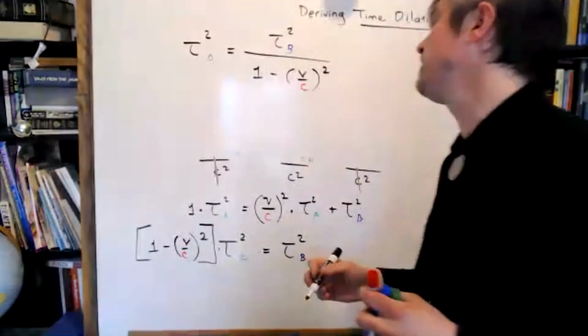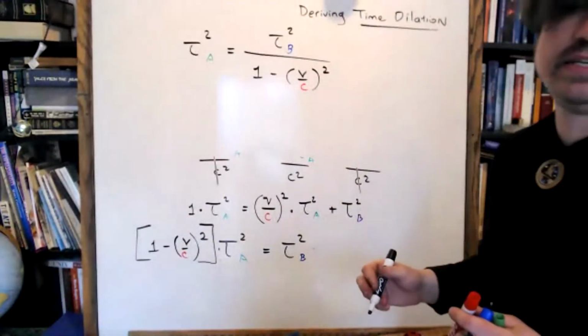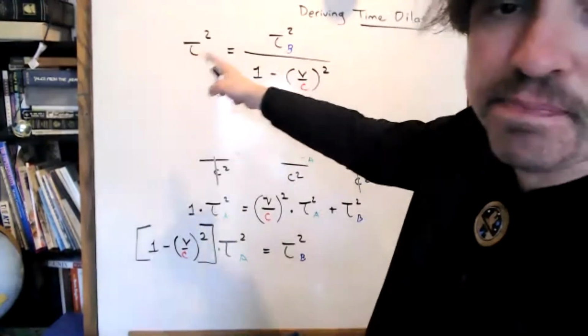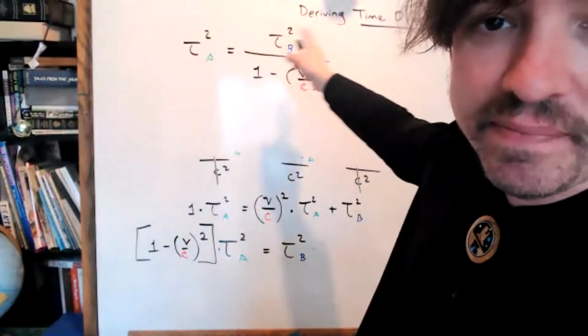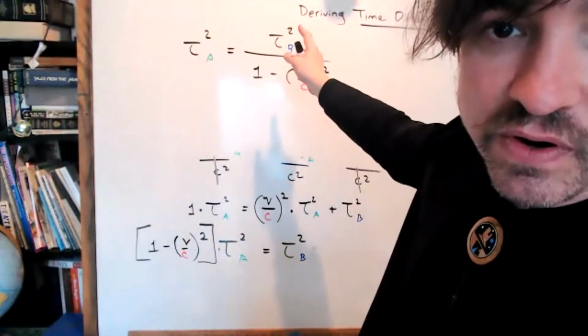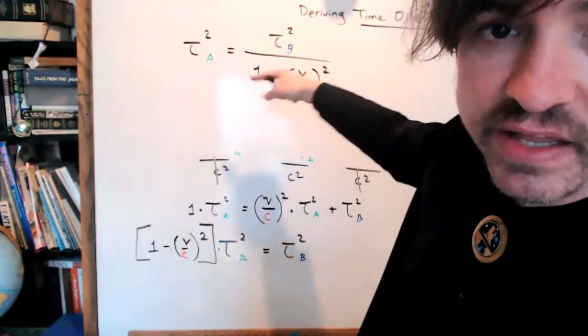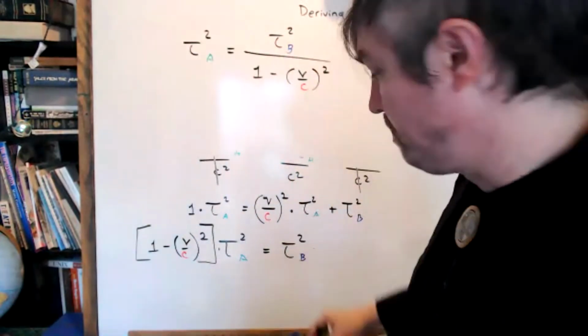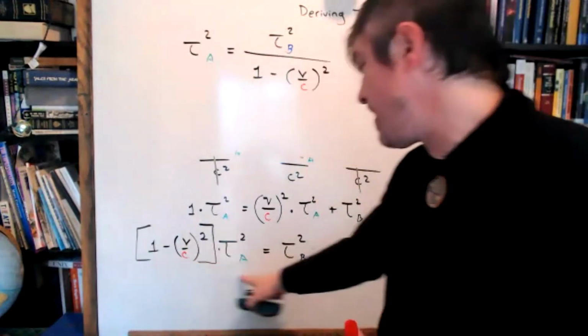And we're basically done. One does not prefer to work in squared time. One prefers to work in regular time measured in seconds. I'm now going to square root both sides. Hey, does everyone have this bottom line?